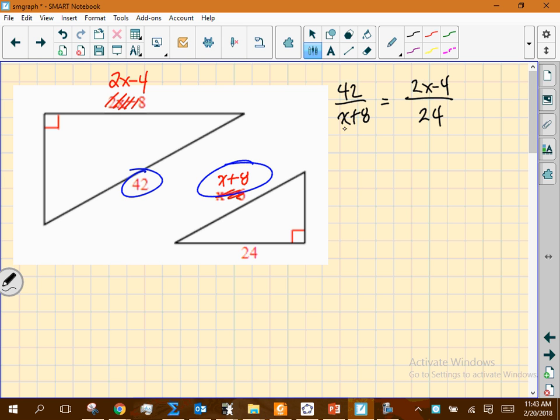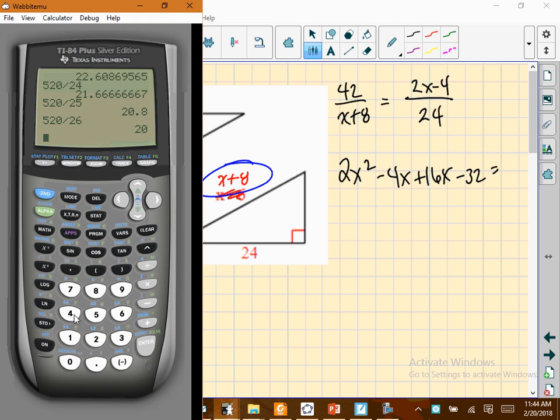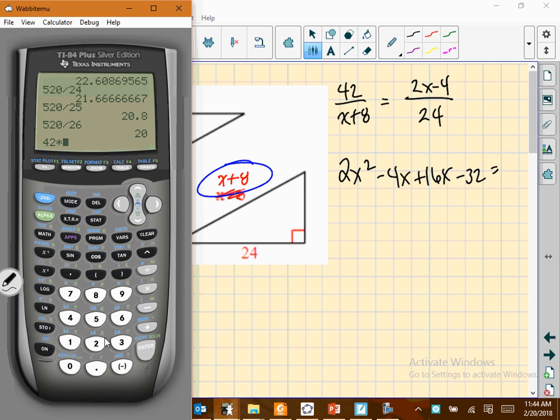Okay, so cross multiply. Doing my means, x times 2x is 2x squared, right? X times negative 4 is negative 4x. 8 times 2x is 16x. 8 times negative 4 is negative 32. And now 42 times 24 is 1,008.